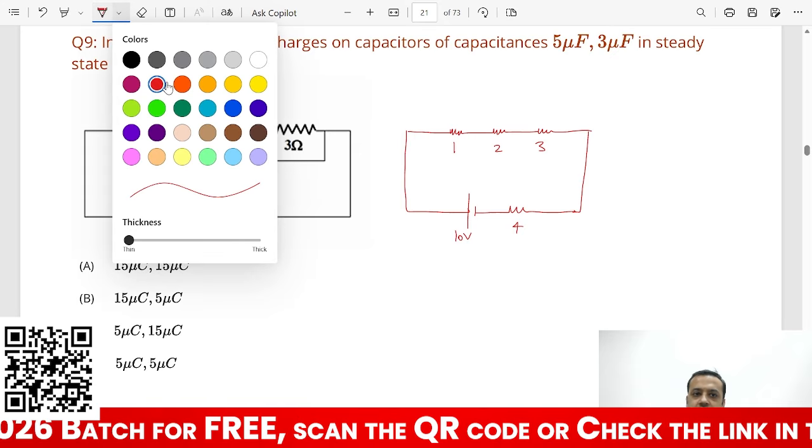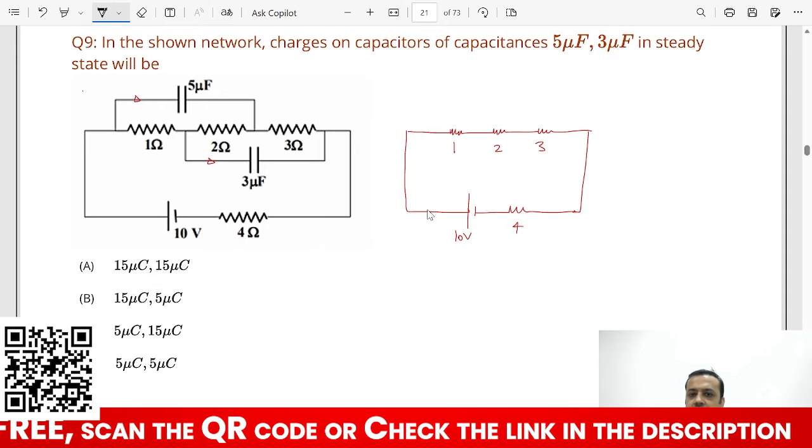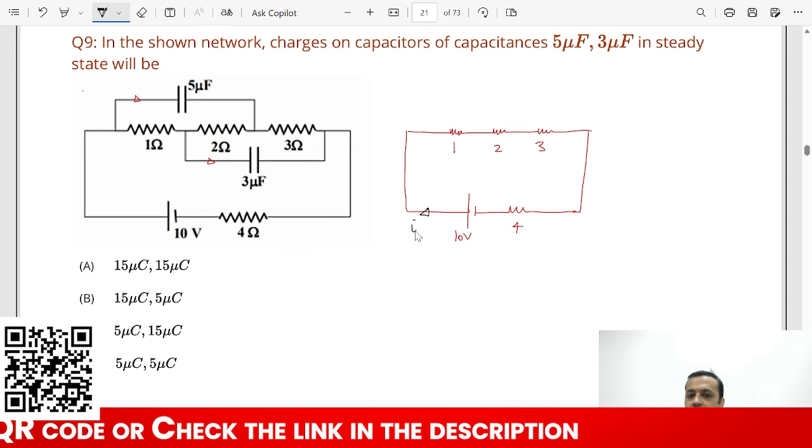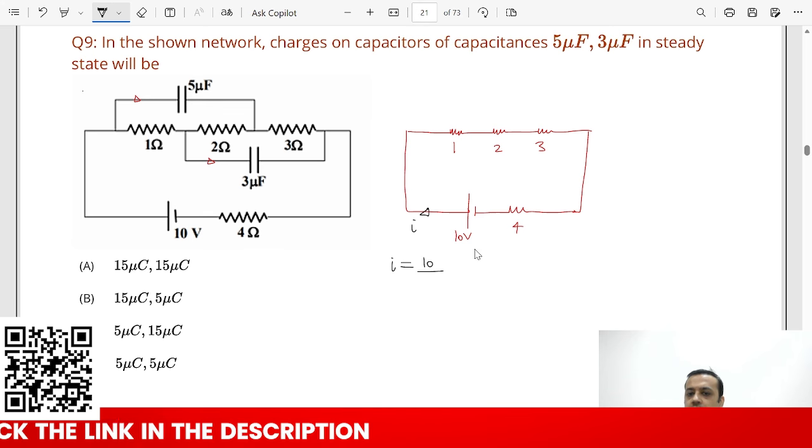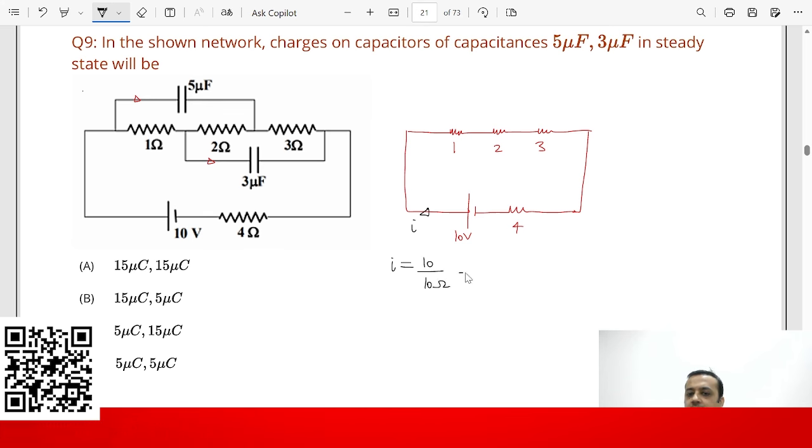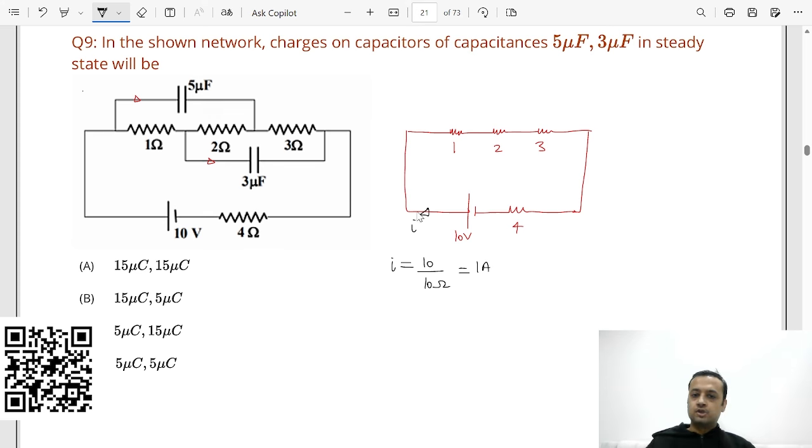If we check how much current is flowing here, the current I is equal to total voltage upon 4 plus 3 plus 2 plus 1, all of them are in series. So the total resistance will be 10 ohm. That means 1 ampere. So the current flowing will be 1 ampere. Now this 1 ampere will go directly like this.